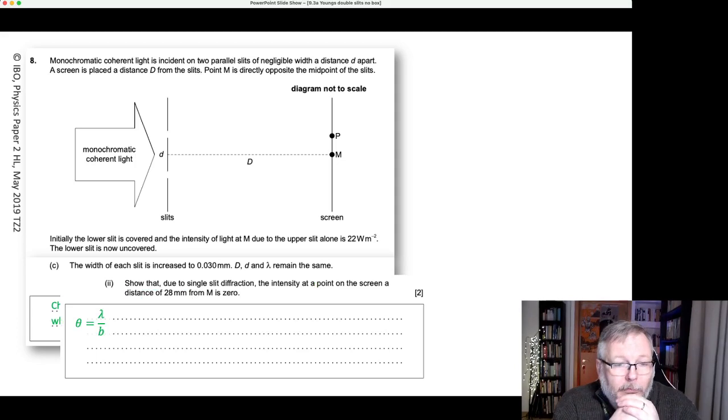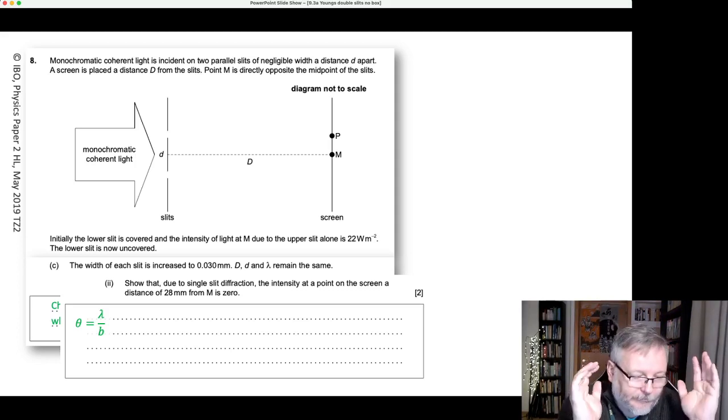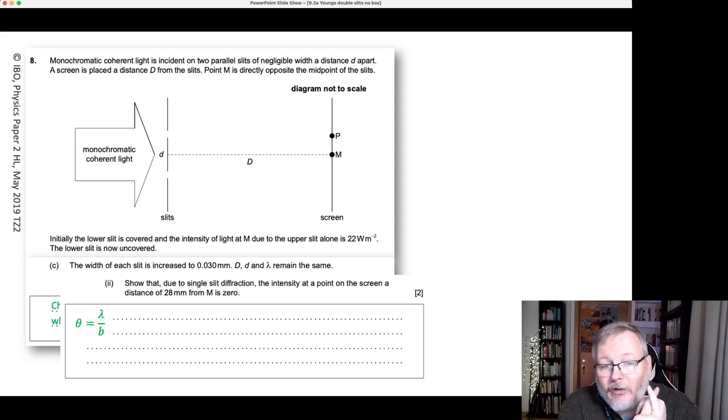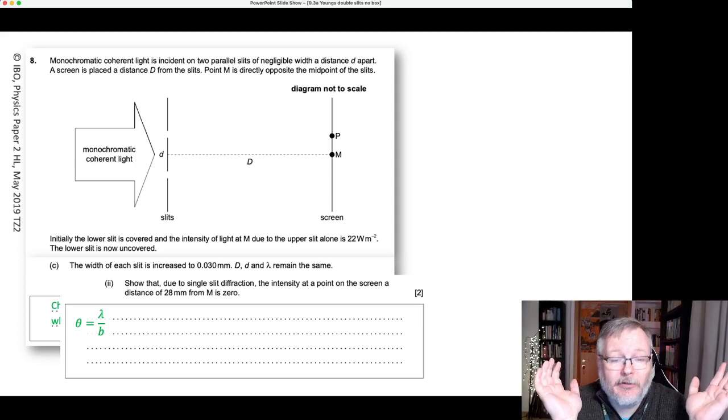Finally, part 2, show that due to single slit diffraction, the intensity at a point on the screen a distance of 28 millimeters away from M is 0. So it's a show that question. So you've been given the answer to be looking for. And it says due to single slit diffraction, so you're kind of told which equations you have to worry about.